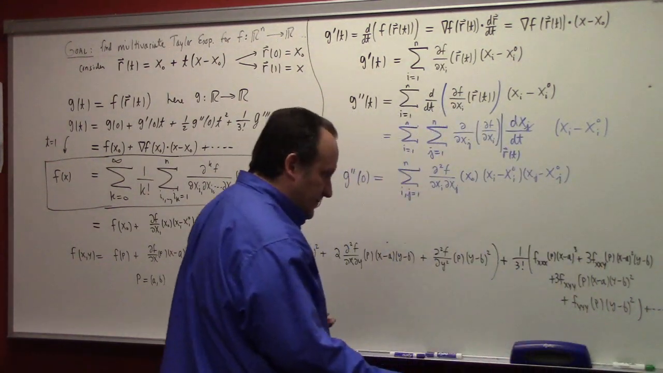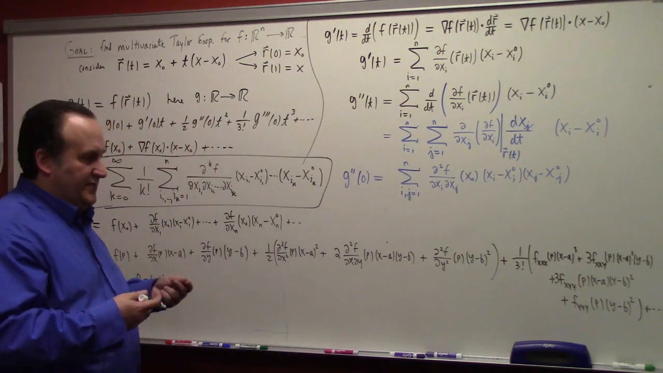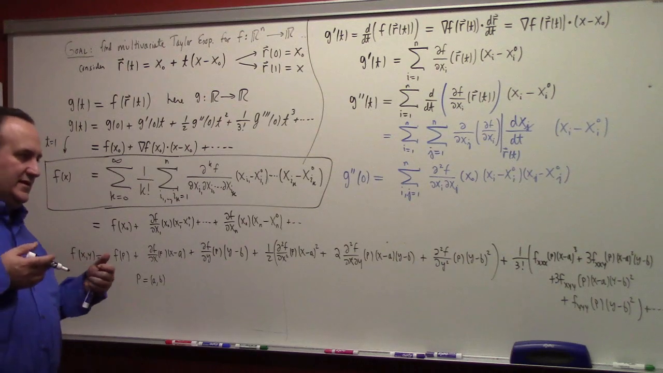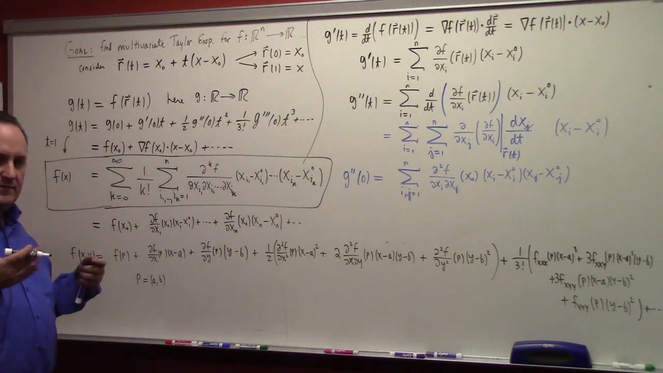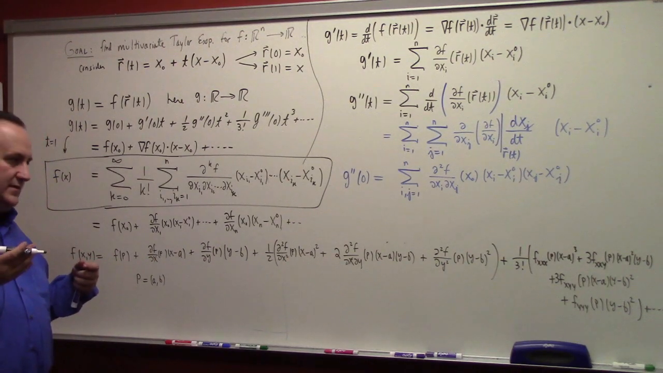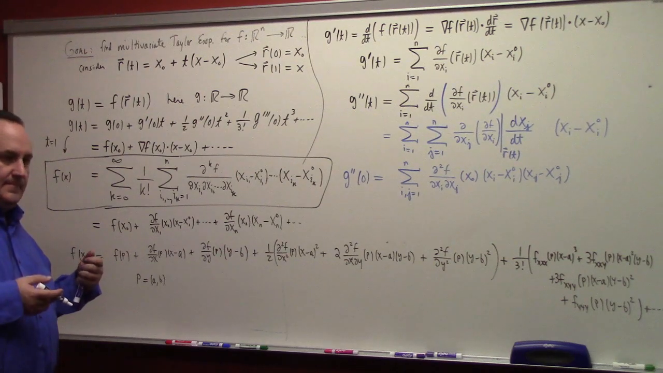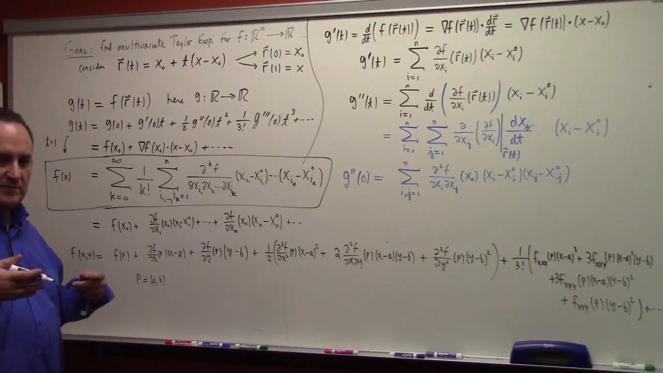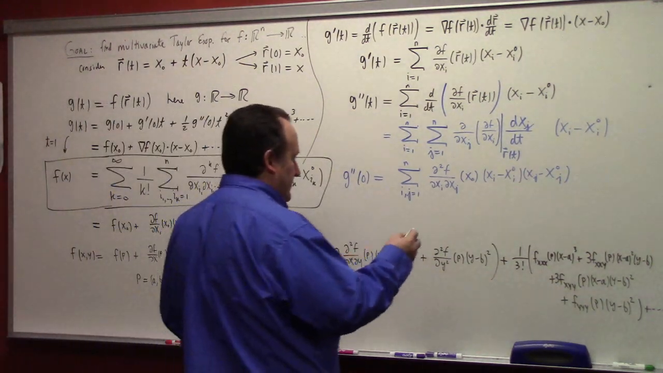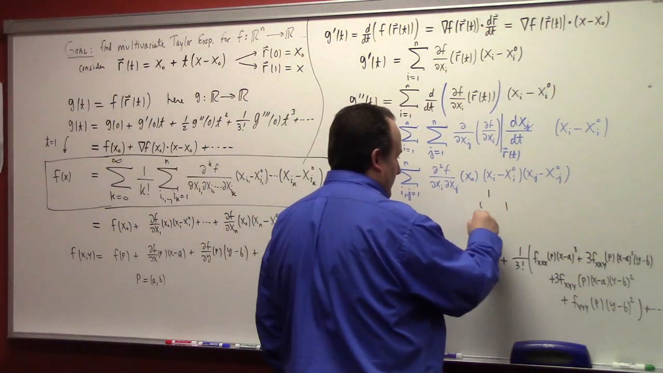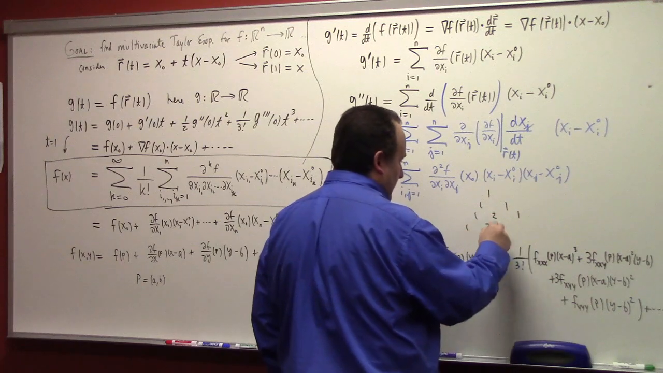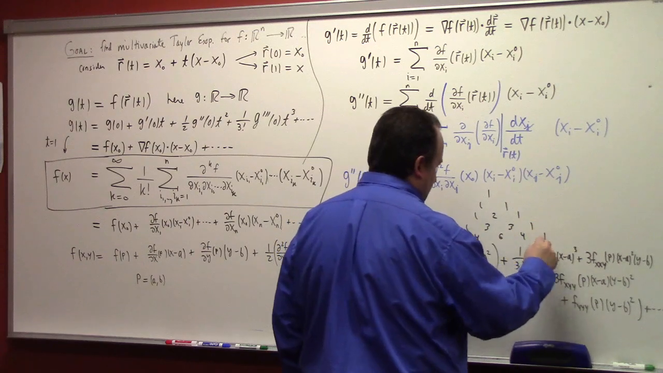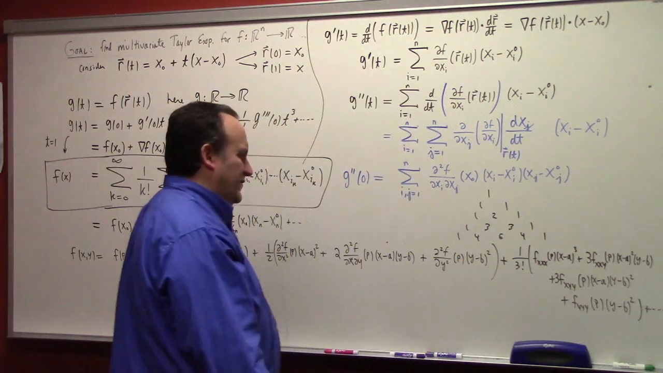So I think if you sort through it, am I missing something? Or is that it? I think that's it. As you go on, you're going to get binomial coefficients, like 1, 1, 1, 1, 2, 1, 1, 3, 3, 1, 1, 4, 6, 4, 1. I think you're going to get binomial coefficients as you go up.